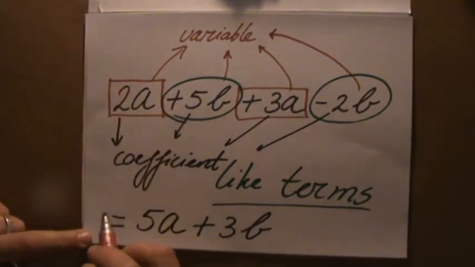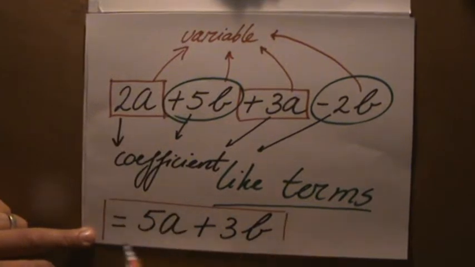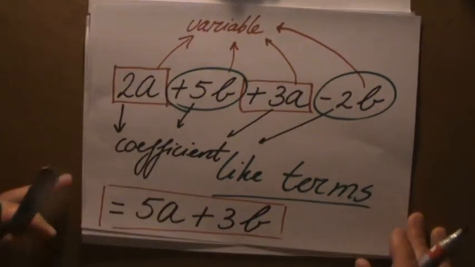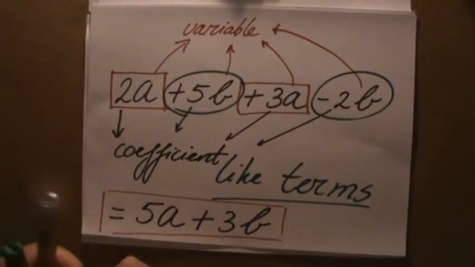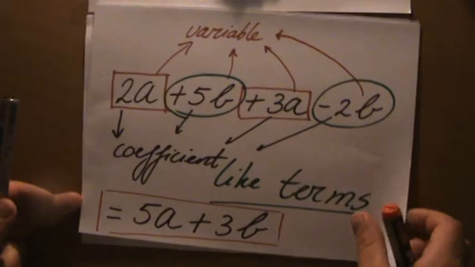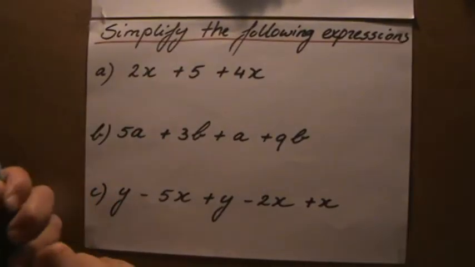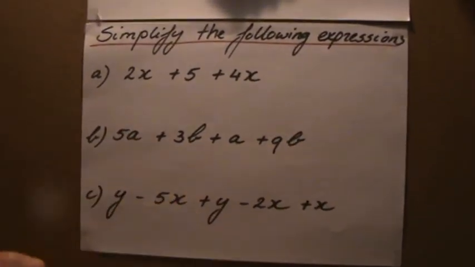This would be my final answer. I have simplified the expression. My answer is 5a plus 3b. Because a and b are not like terms, so I cannot combine them. I can't simplify it any further. All right, that was the revision. Now we can solve these answers relatively quickly.